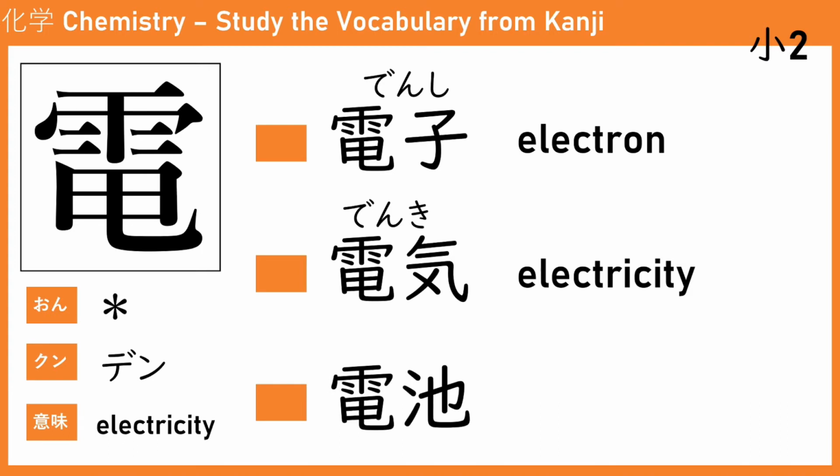This one is interesting. This one is denchi. So here, chi means pond. Yeah, if you have a garden, you have a fish inside the pond, that's a pond. Okay, denchi. So denchi is the pond of electricity, the place where you store electricity, which is a battery. Okay, denshi, denki, denchi.